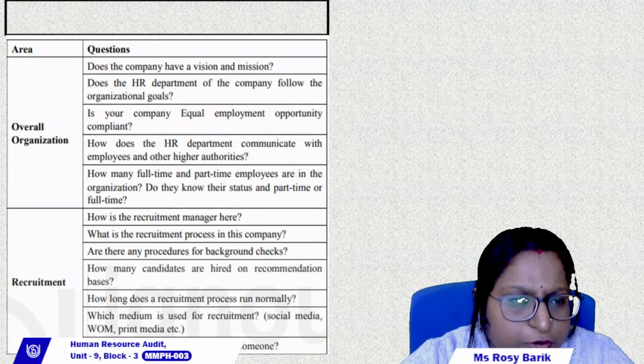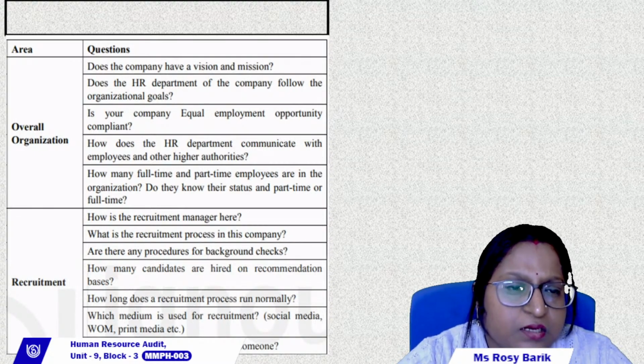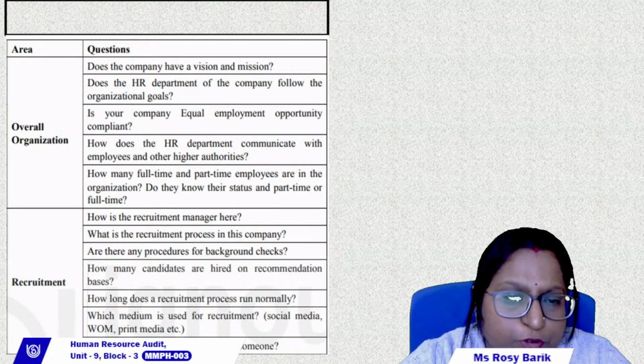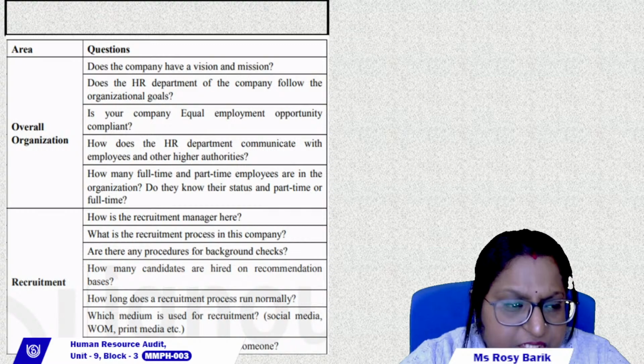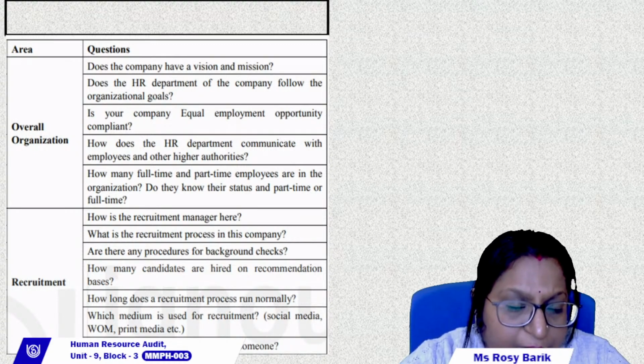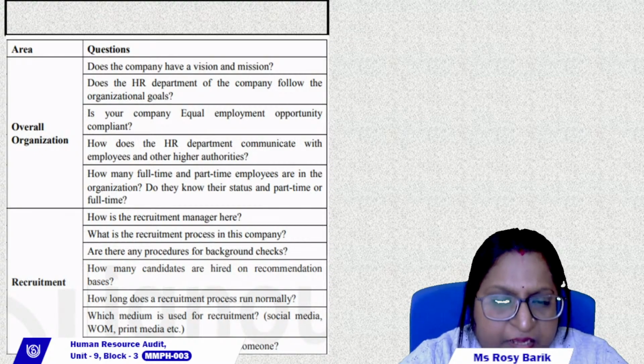Then, based on recruitment, how does the recruitment manager work here, what is the recruitment process of this company? Are there any procedures for background checks? How many candidates are hired on a recommendation basis? How long does a recruitment process run normally?